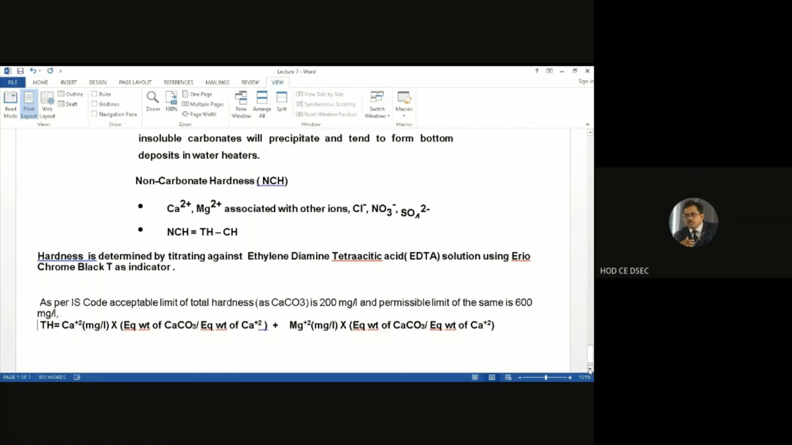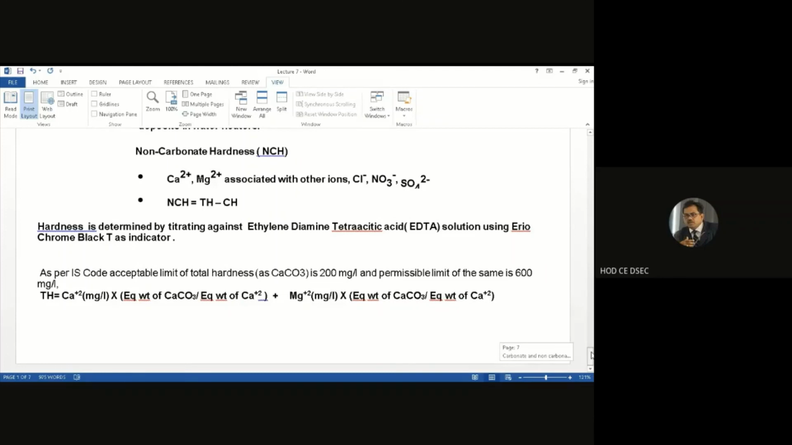Similarly, the equivalent weight of calcium is the molecular weight divided by valency, 40 by 2, so calcium's equivalent weight is 20. Ultimately 50 divided by 20 is 2.5. So if you multiply by 2.5, we can convert the calcium hardness to CaCO3. So don't forget the multiplying factor, the equivalent weight of CaCO3 divided by the equivalent weight of Ca. This is very important because ultimately we are expressing the hardness of water as CaCO3.